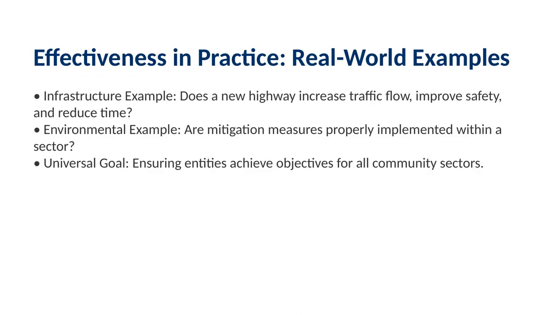To put this into a real-world perspective, effectiveness focuses on specific, outcome-based questions. For example, if a government builds a new highway, the auditor asks, has this infrastructure actually increased traffic flow while improving safety and reducing journey times? Or, in an environmental context, they might ask, have suitable measures to mitigate environmental impact in a specific sector been properly implemented? Essentially, the goal is to see if the entities are achieving their objectives for all sectors of the community.